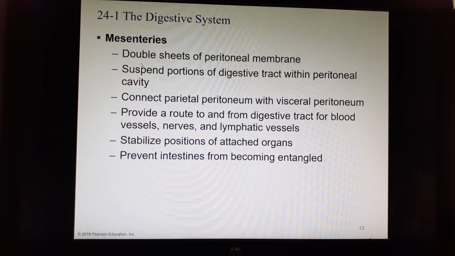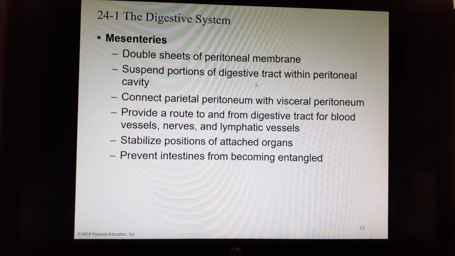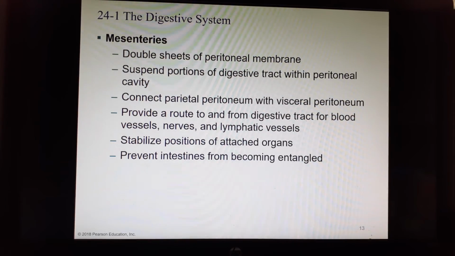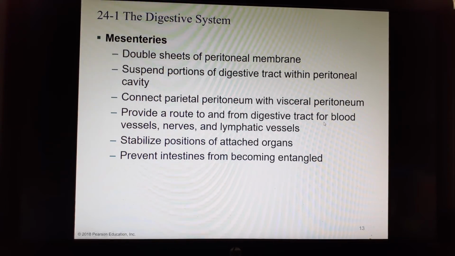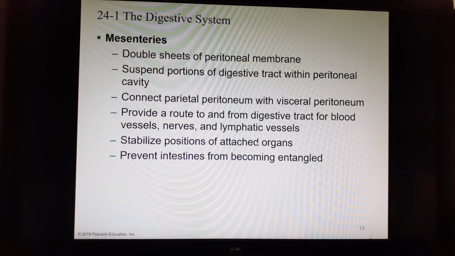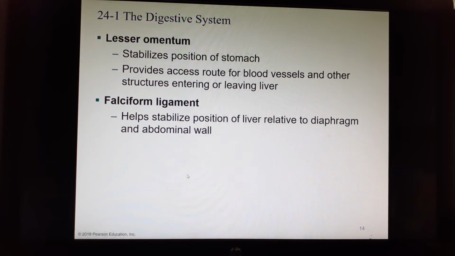So the different mesenteries are, again, double sheets of peritoneal membrane. They hold up parts of the digestive tract. They connect the parietal peritoneum to the visceral peritoneum. They give a place for us to have blood vessels and nerves and lymphatic vessels to travel into and around the digestive organs. They help hold relative positions and prevent your intestines, especially, from forming knots.